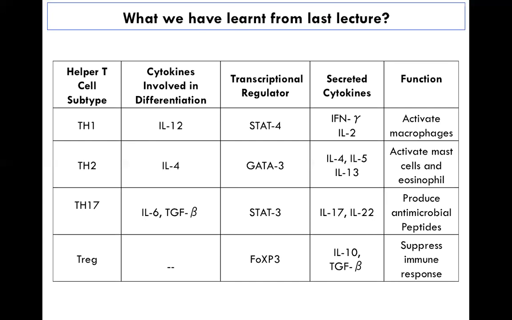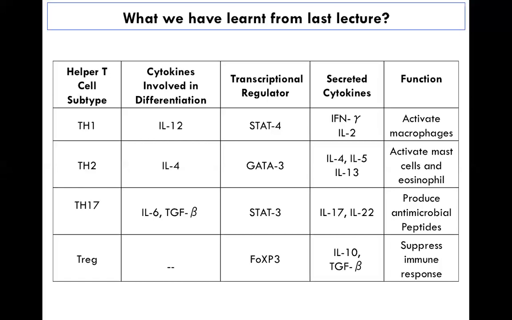And what major functions do they perform? Th1 cells are involved in activating macrophages. Th2 cells activate mast cells and eosinophils, and they also kill the infected cells. Th17 cells produce antimicrobial peptides. The T regulatory cells are involved in the suppression of the immune system because they start working when the pathogen has already been eradicated. So that was the whole story which we learned in our previous lecture.